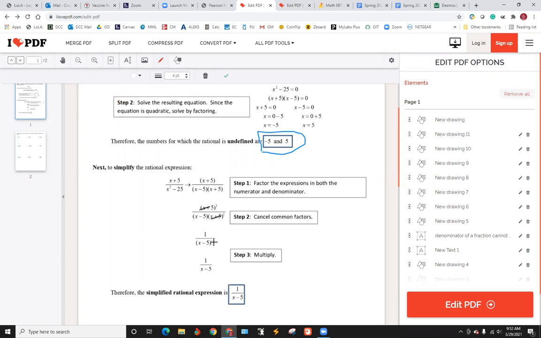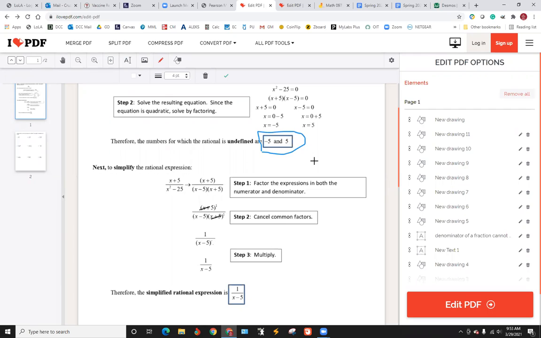It looks like it's something when it's not supposed to be anything. It's just x minus 5. It's all that's left down there. And in the numerator is just 1. So it's 1 over x minus 5 is the simplified expression.